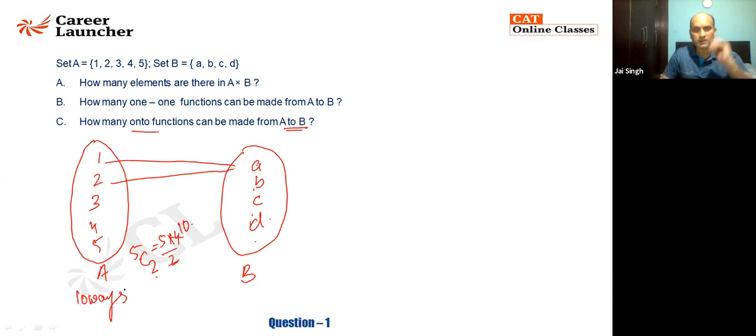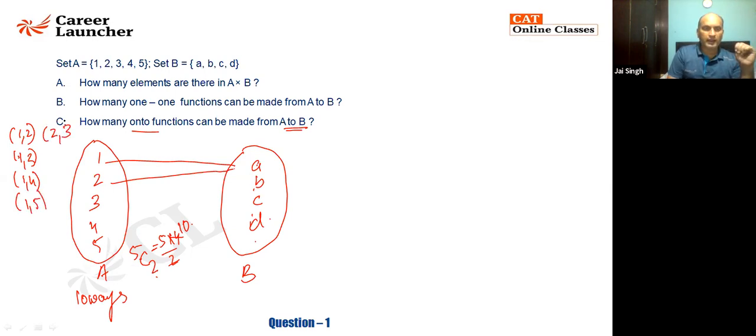I will prove how it is 10. I can say 1, 2 can come together. 1, 3 can come together. 1, 4 can come together. 1, 5 can come together. 4 combinations are coming. Fine. 2, 3 can come together. 2, 4 can come together. 2, 5 can come together. Or 3, 4 can come together, 3, 5 can come together, and 4, 5 can come together. How many combinations are there? 4, 3, 7, 2, 9, 1, 10. There are 10 elements.